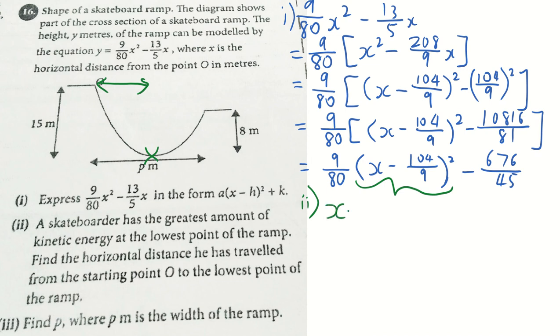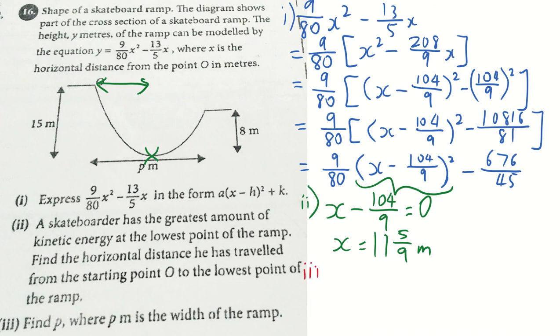So the x value in this case will be making just the bracket equals to 0. So when x minus 104/9 equals 0, x is just 104/9, and we can simplify this to the lowest term. It will be 11 5/9 meters. So this is the horizontal distance given to us. Moving on to the next part, which is part 3.